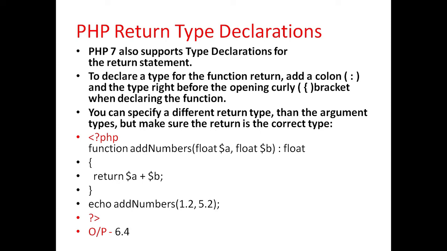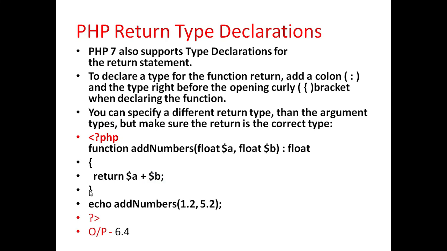Here function add number is defined with data type float A and float B, and the return type is also specified as a float. And inside the function, A plus B is returned. If we execute the function add numbers with 1.2 and 5.2 as a parameter, the output will be 6.4.